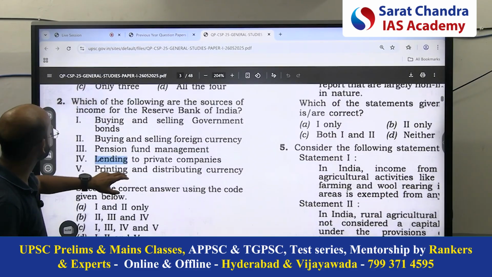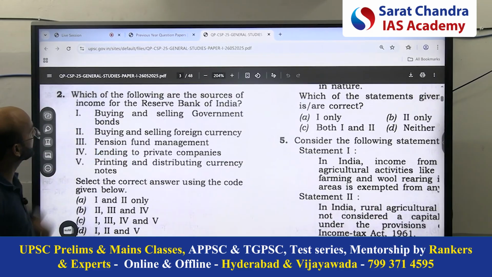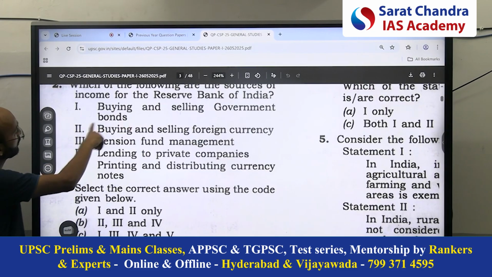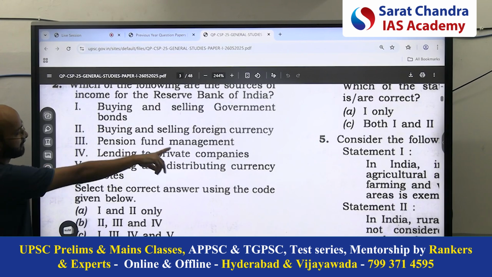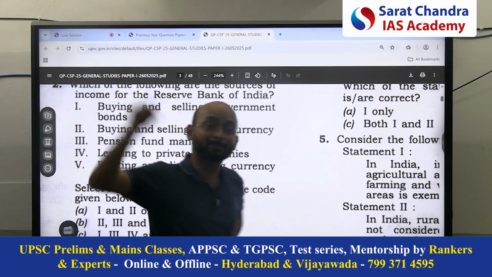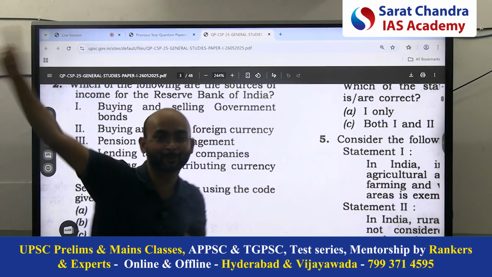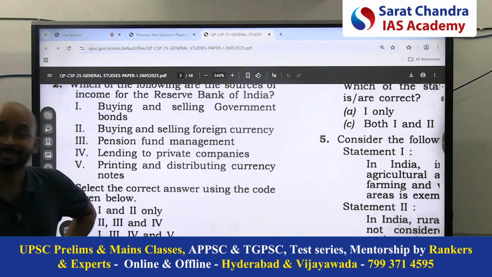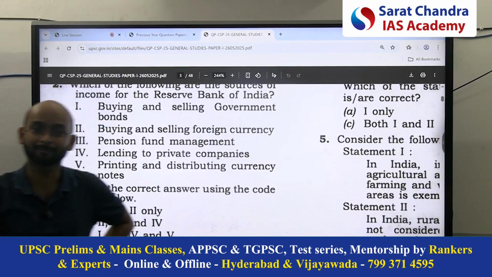See the second question. It is saying, which among the following are the sources of income for the Reserve Bank of India? From where does the Reserve Bank of India get the money? Let's say you have not covered the Reserve Bank of India. Now you tell me, see the fourth point. Buying and selling government bonds, buying and selling foreign currency, pension fund management, lending to private company. Okay, see, lending to private company. Does RBI lend to private company? Can Sarat Chandra IAS Academy go to the RBI and say, give 1 crore loan? Possible? No, right? It's the bank that can borrow from the RBI, and we can borrow only from the bank.